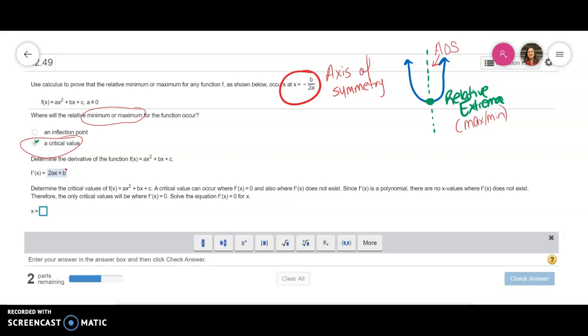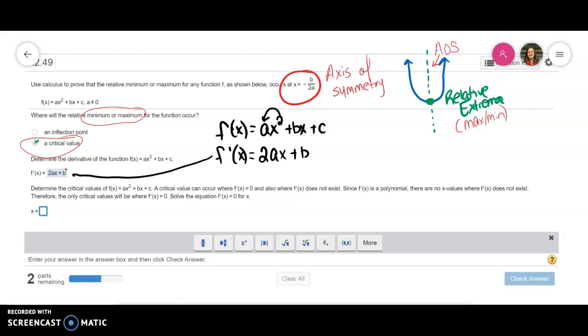But this second part says determine the derivative of the function f of x is equal to ax squared plus bx plus c. Well, to find the derivative, we would bring the 2 out front. That's going to give me 2 times a times x plus b. And that's literally all it was looking for, was the derivative of that function.